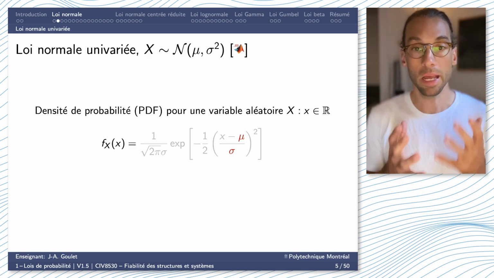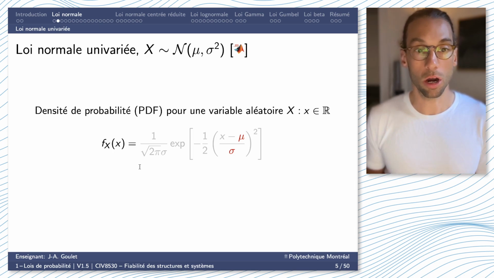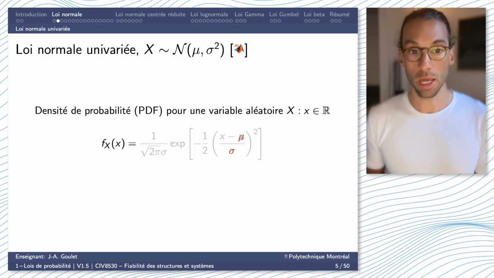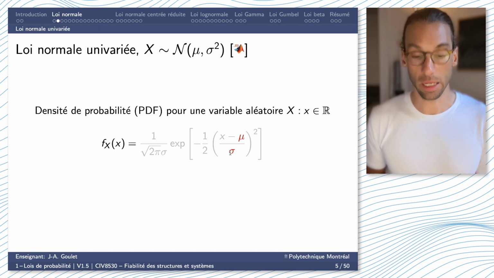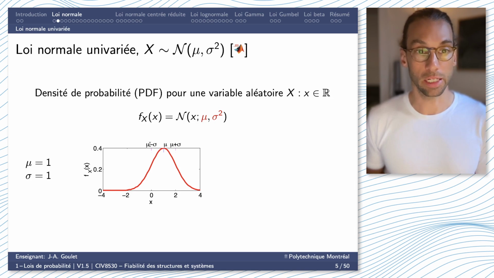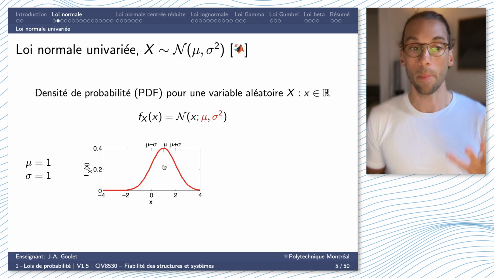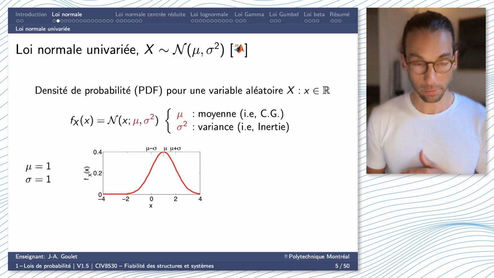The main parameters of the Gaussian distribution are its mean mu and standard deviation sigma. If we look at an example of a Gaussian PDF with mean 1 and standard deviation 1, you see that the crest or the top of my curve is centered at the mean, and the width of my curve is controlled by the standard deviation.